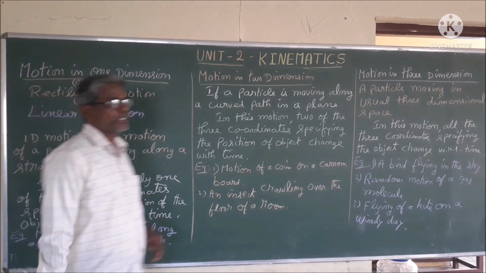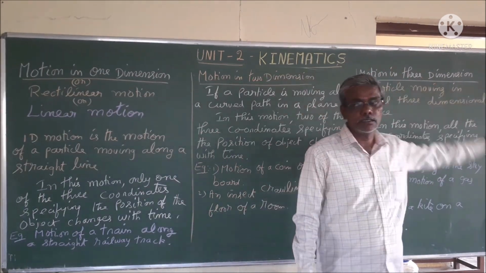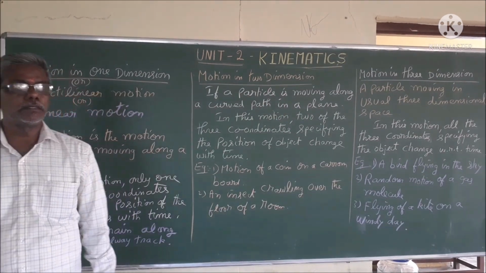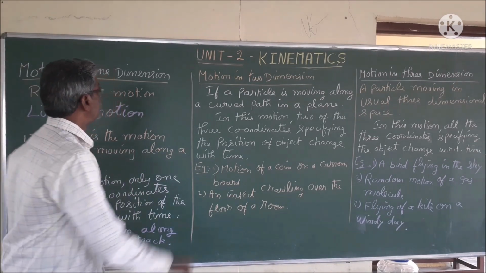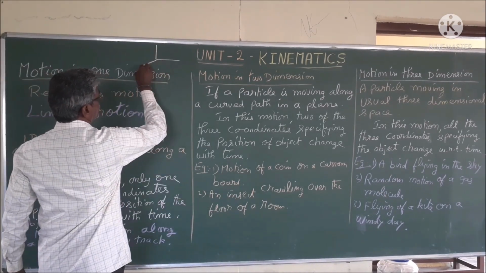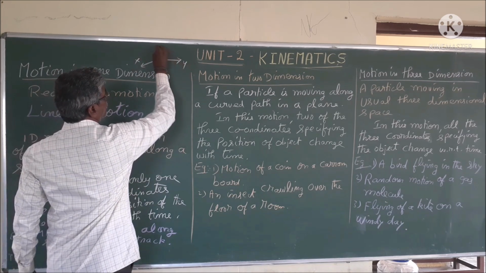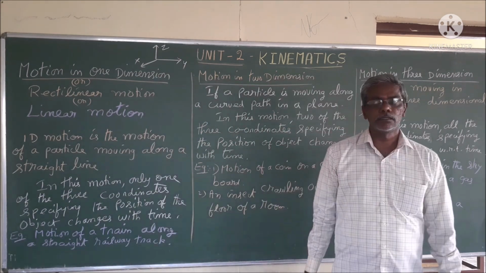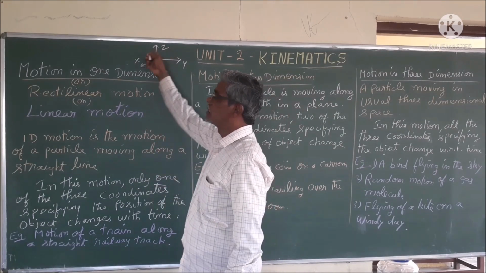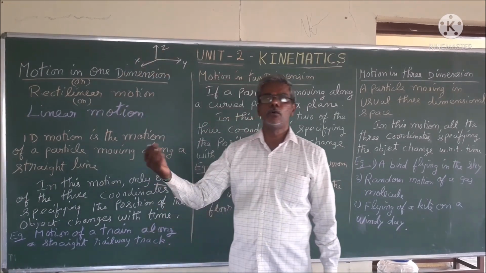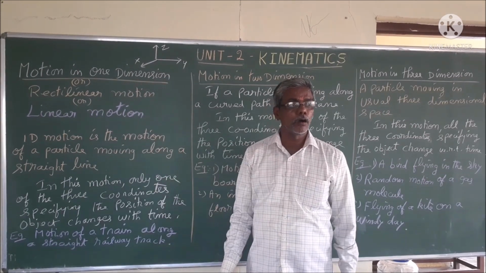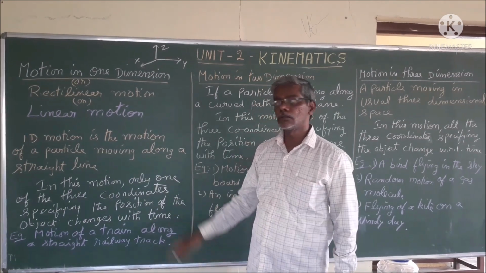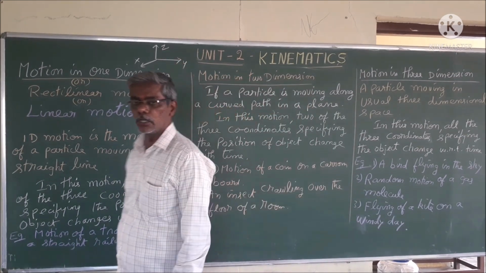So next we will see motion in 1 dimension, motion in 2 dimension, and motion in 3 dimension. Let us consider a particle that is moving, and its position can be expressed in terms of three coordinates: x coordinate, y coordinate and z coordinate. It is not necessary that a particle should move in all three coordinates. It may move in one coordinate, or in two coordinates, that is in the form of a plane, or it may move in all three coordinates.